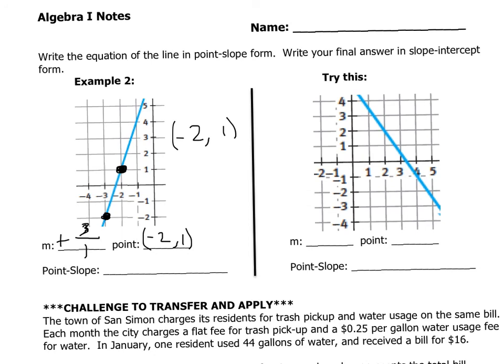So point slope, y minus my y, which is 1, equals m, which is my slope. You can just write 3. You don't need to put 3 over 1. Parenthesis x minus my x, which is -2.